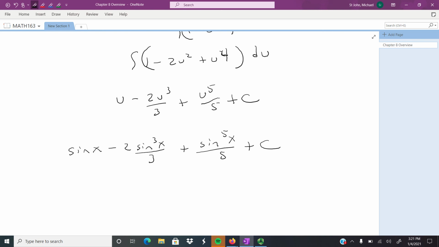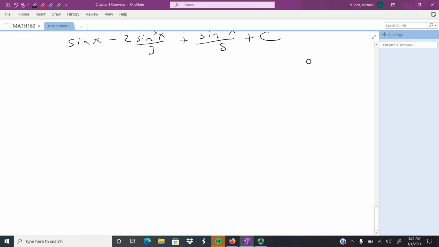Another method they do is the method using partial fractions.